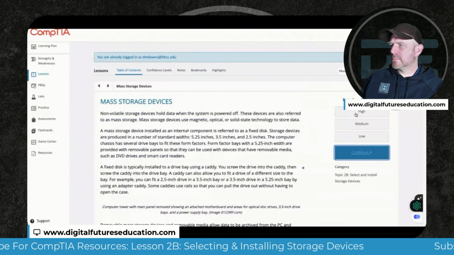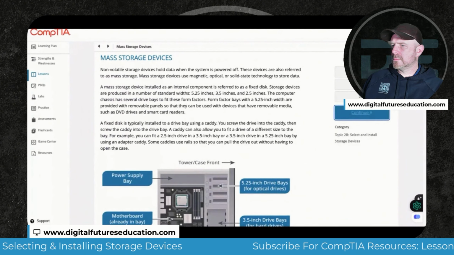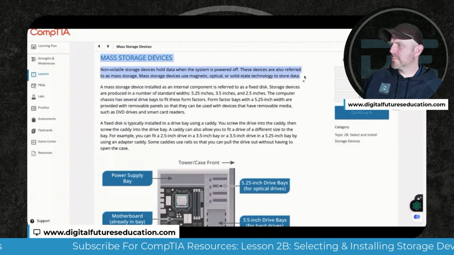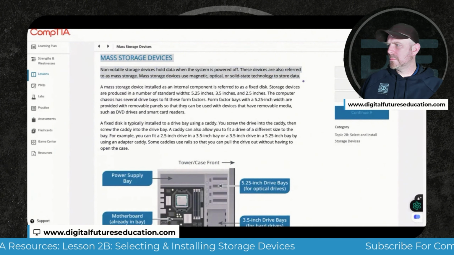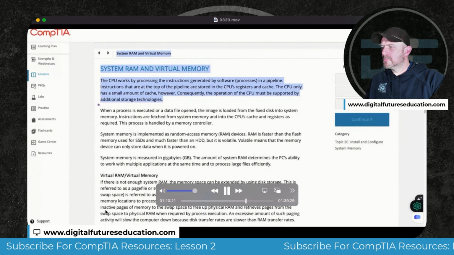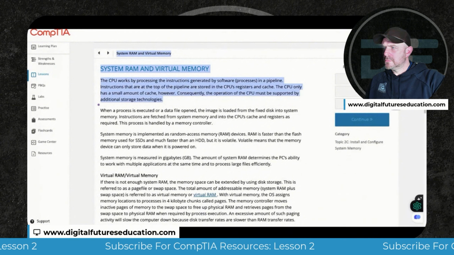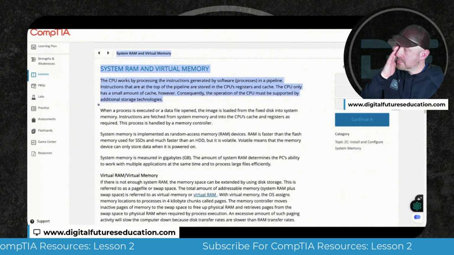So now we're into mass storage devices. When you hear mass storage devices, we talked about non-volatile storage on the first night. Does anyone remember from the first night what the difference is? The CPU only has a small amount of cache, however. Consequently, the operation of the CPU must be supported by additional storage technology. It doesn't have enough of a brain on its own.